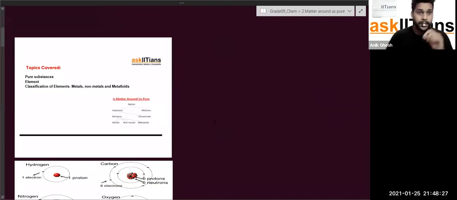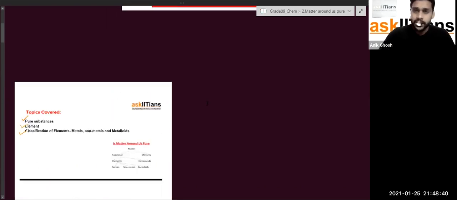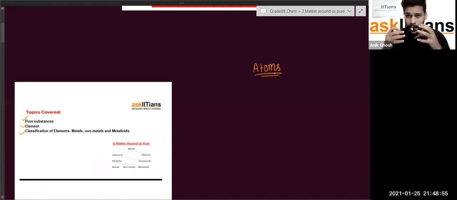So today the topics covered would be: what is a pure substance, what are the elements, and the classification of elements, like the things I was trying to tell you: metal, non-metal and metalloids. So first we need to learn what an element is. After that we would go into details. First we need to learn a few things. I think we would start with the atoms first. So what are the atoms actually?